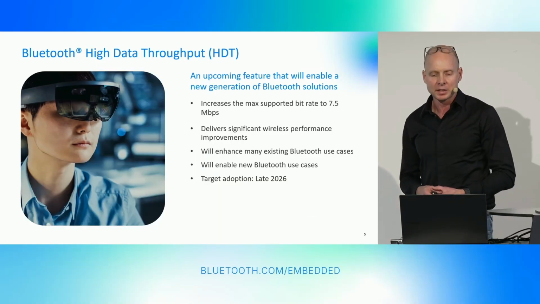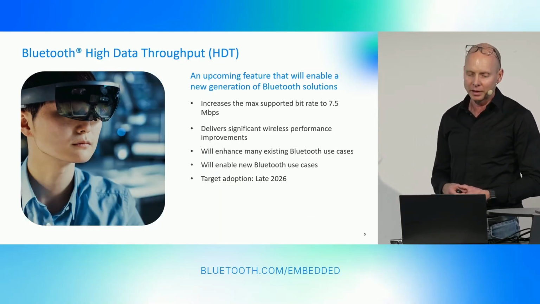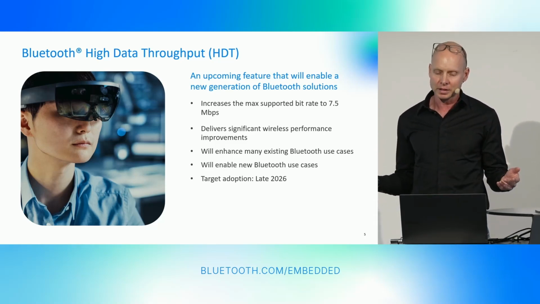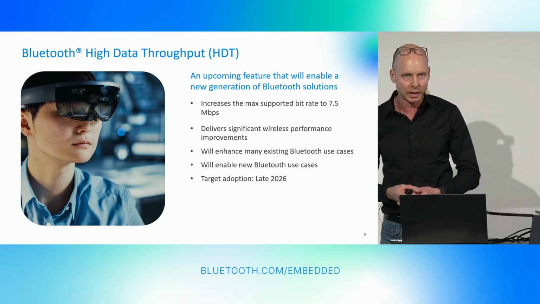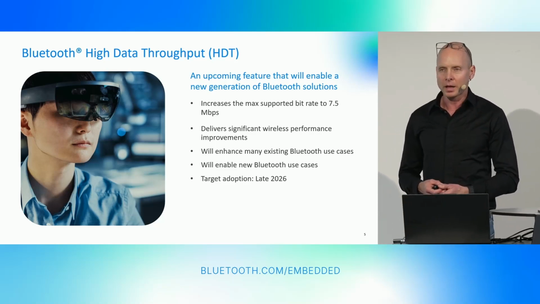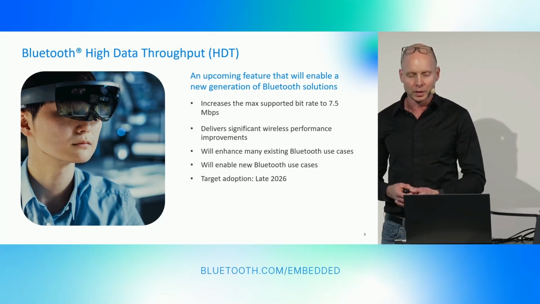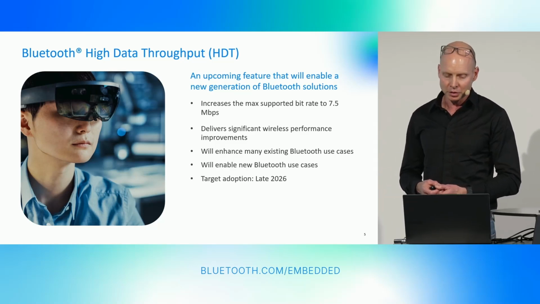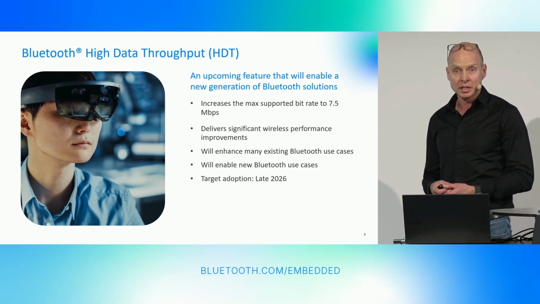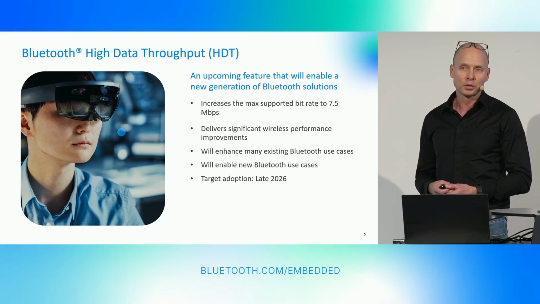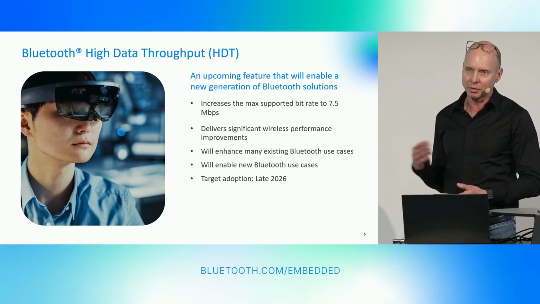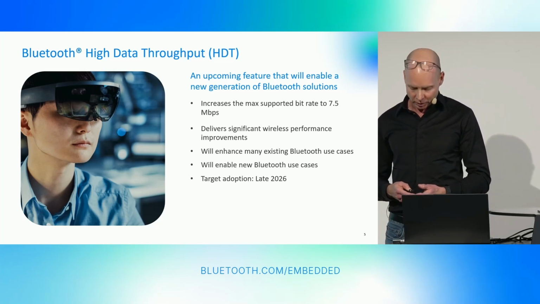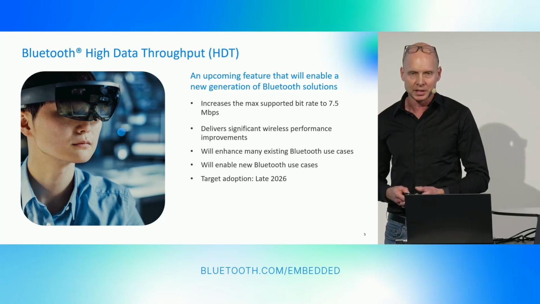Out of the gate, of course, HDT is going to increase the max supported bit rate up to 7.5 megabits per second. That's going to help Bluetooth devices meet the increasing data demands in the ecosystem. Then you're going to see that there are going to be a number of improvements to overall wireless performance, and that's going to benefit existing applications and use cases. And as I mentioned, HDT is going to also allow Bluetooth technology to standardize new use cases like high resolution and lossless audio. So with that introduction given, let's now take a look at some of the technological benefits that HDT is going to bring.